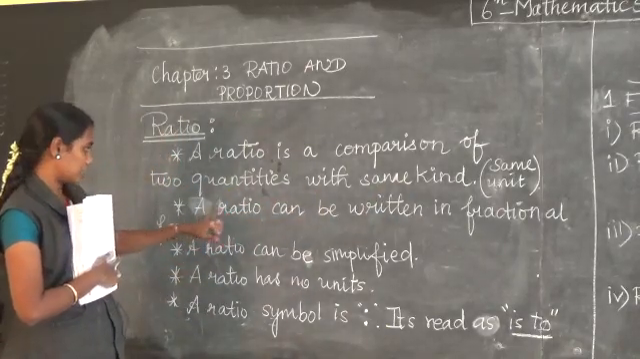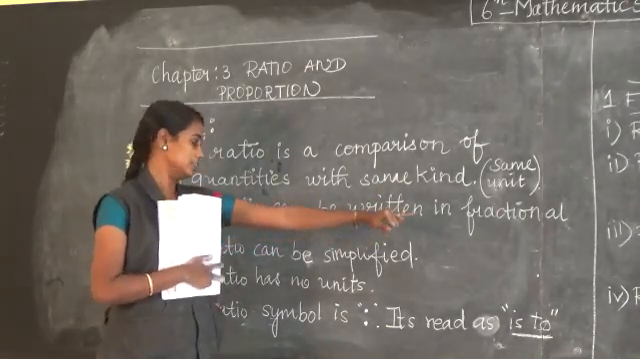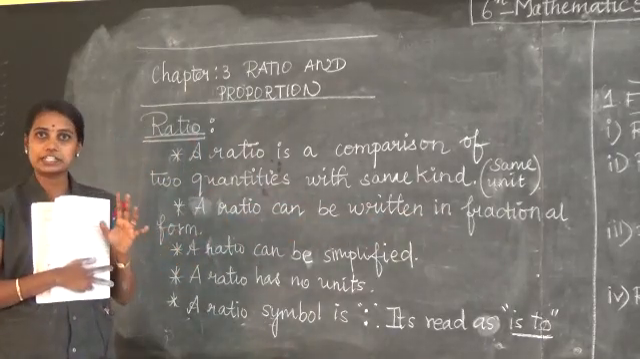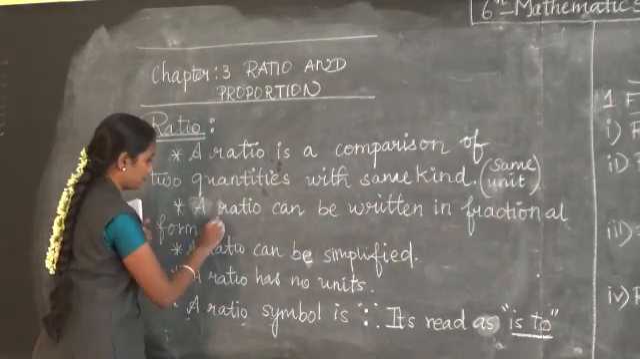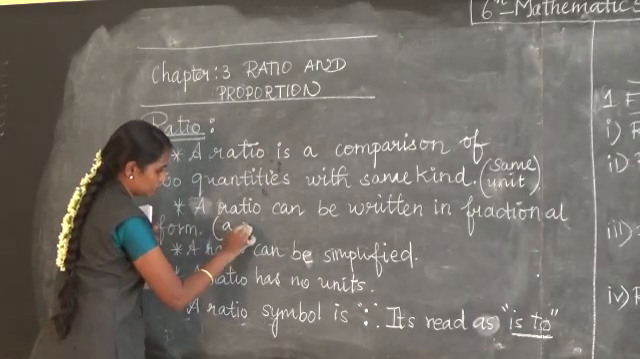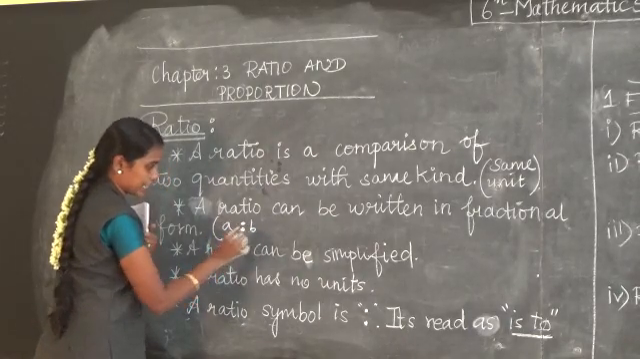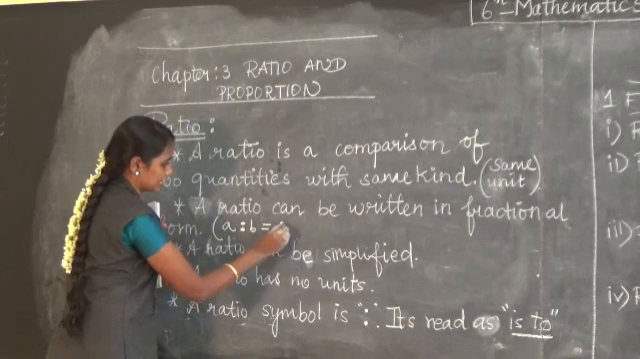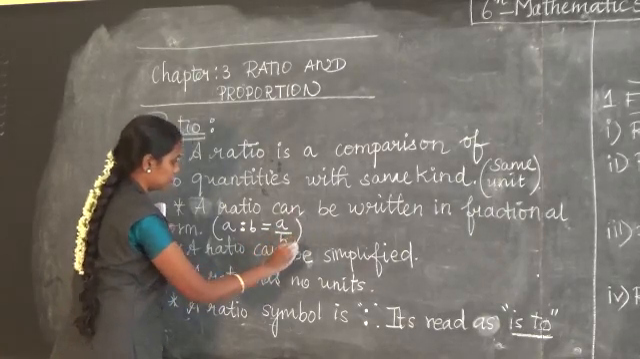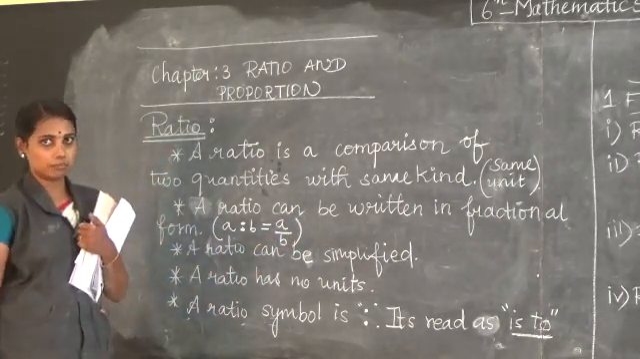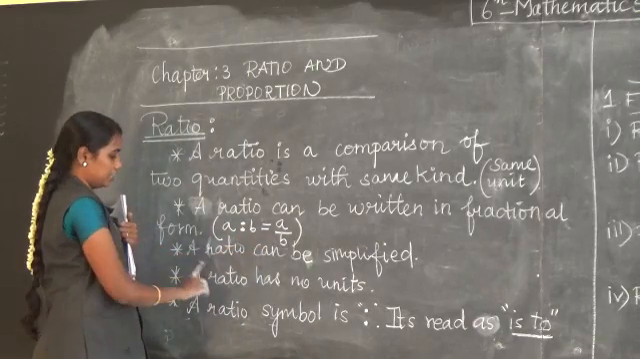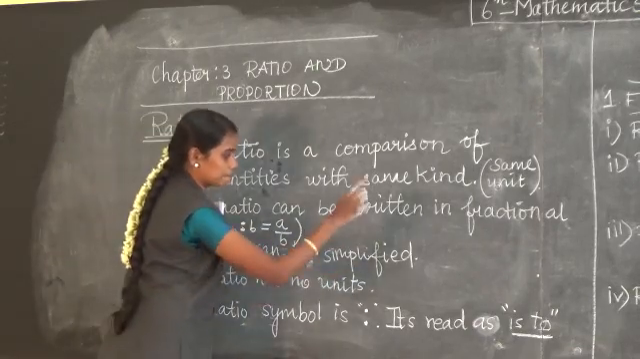Next point, a ratio can be written in fractional form. For example, the ratio form is A is to B. It can be written as A by B. It's the fractional form.